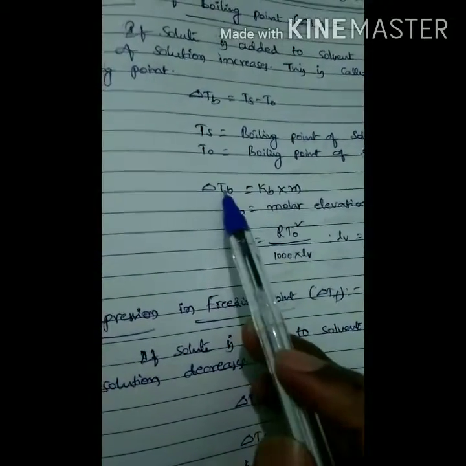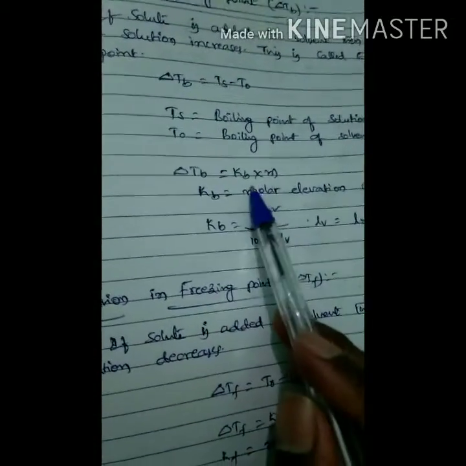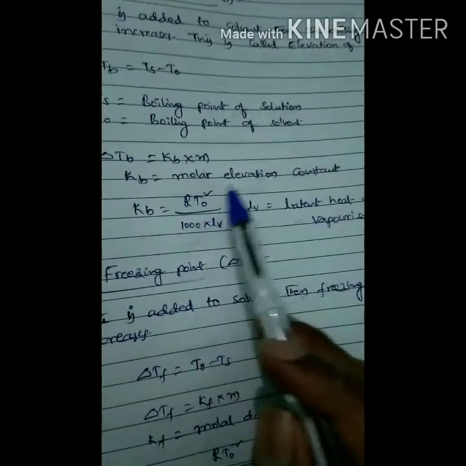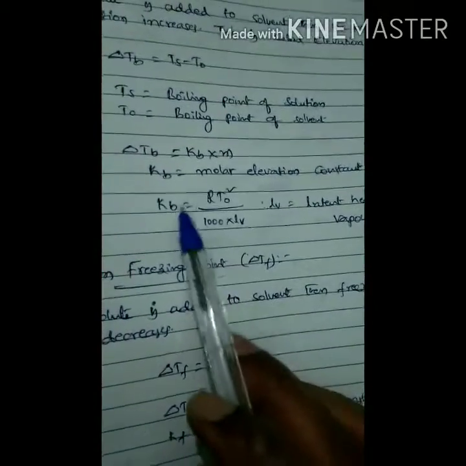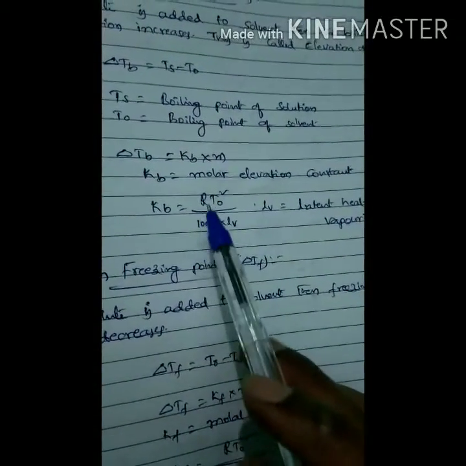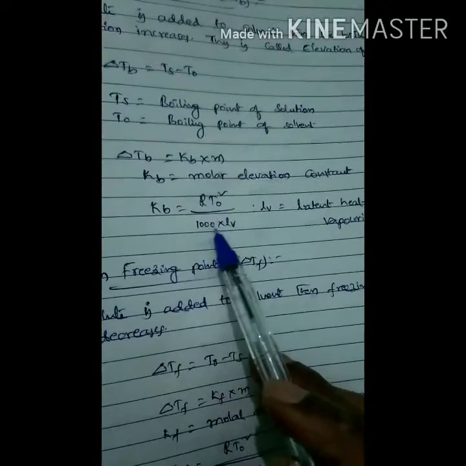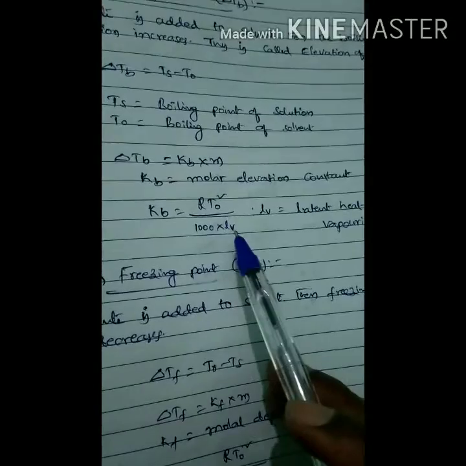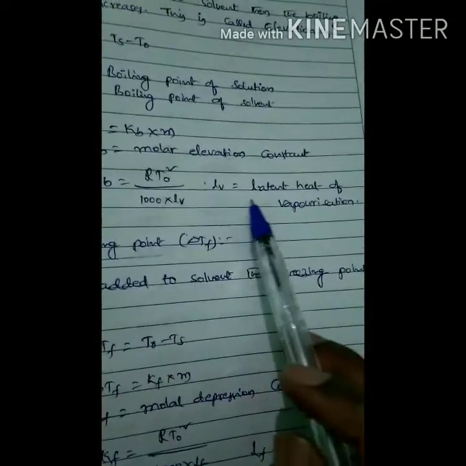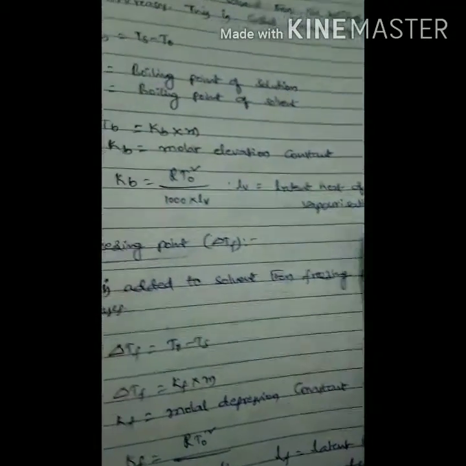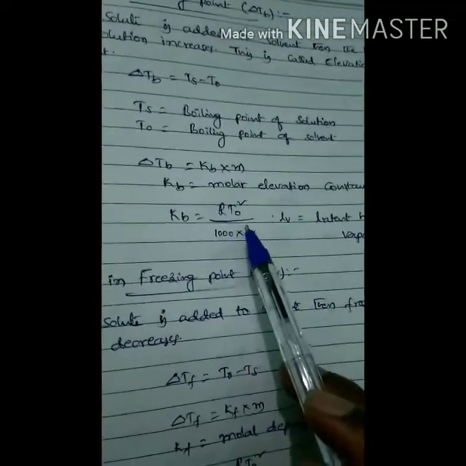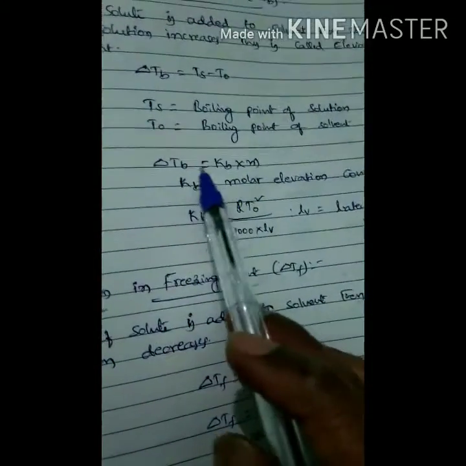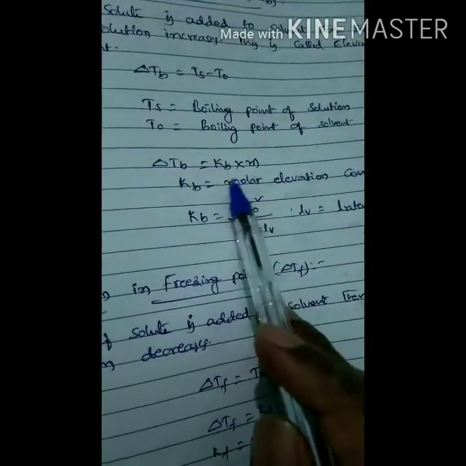Here one more formula is there regarding this one, that is delta TB equal to Kb into m, where Kb is constant. That constant here it is called molal elevation constant. Here for Kb, one more formula is there, that is R T naught square by 1000 into Lv, where R is universal gas constant, T naught is boiling point of solvent, and Lv is latent heat of vaporization. You just remember these formulas. These formulas also important for competitive level. So in CBSE level, you just remember this formula, that is delta TB equal to Kb into m.